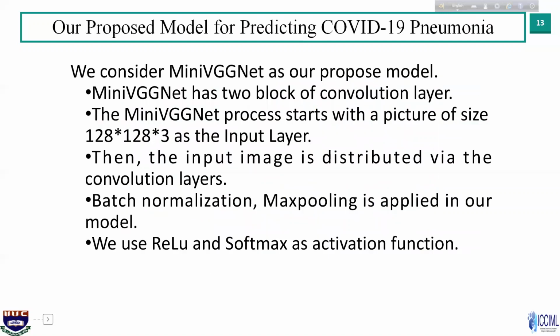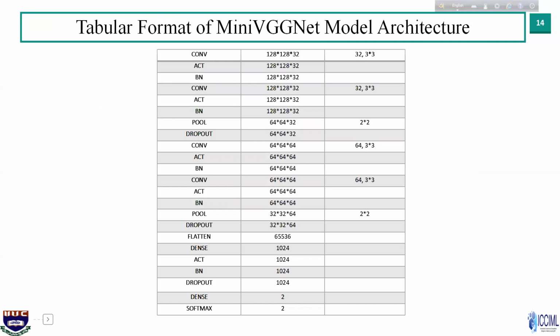Our proposed model for predicting COVID-19 pneumonia is MiniVGGNet, which has two blocks of convolutional layers. We consider 128 by 128 by 3 as the input layer. The input image is passed through the convolutional layers. We also use batch normalization, max pooling, dropout, and so on. We also use ReLU and softmax as our activation functions. Here is a tabular format of the MiniVGGNet model architecture.